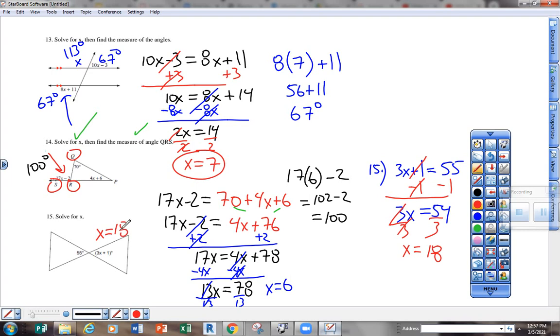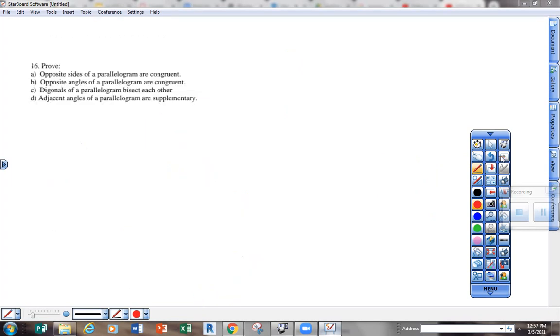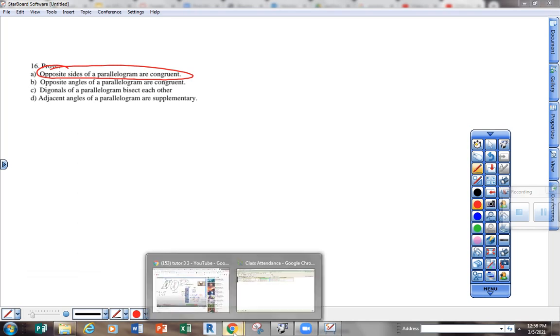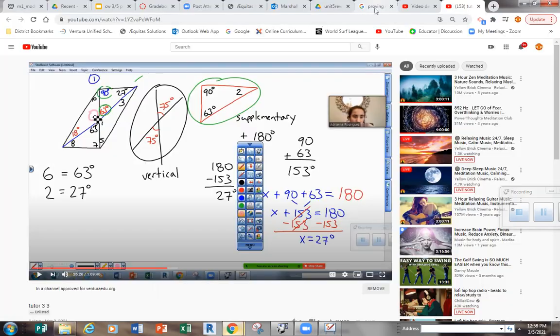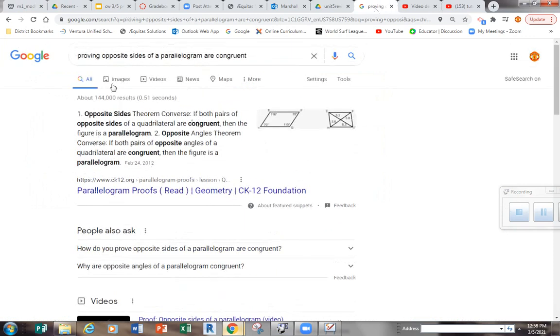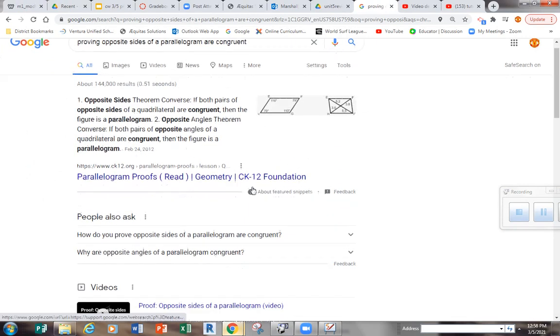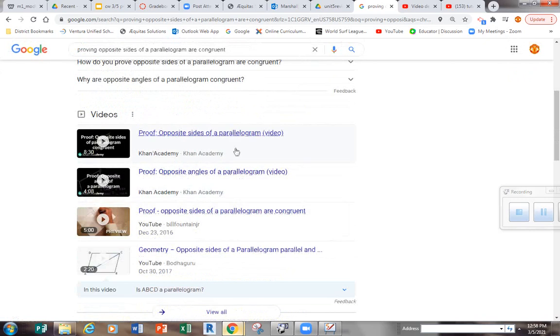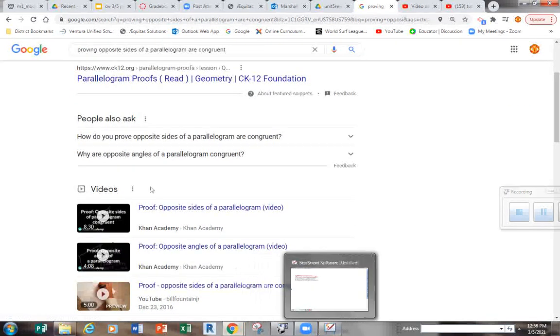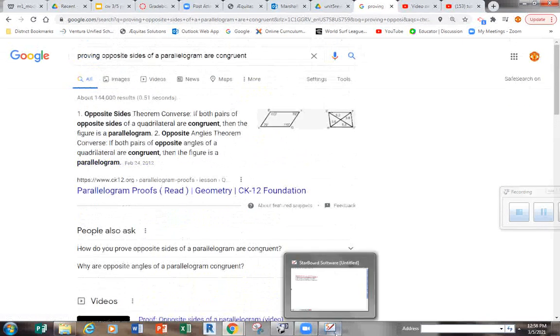And then this last page here, for these proofs, again, my advice to you is type these exact words in Google and see what you get. It will guide you. Like when I used Google and typed in proving opposite sides of parallelogram are equal or congruent, it gave me a bunch of stuff and videos to look for. Any of those you type in will give you stuff to look at and study.